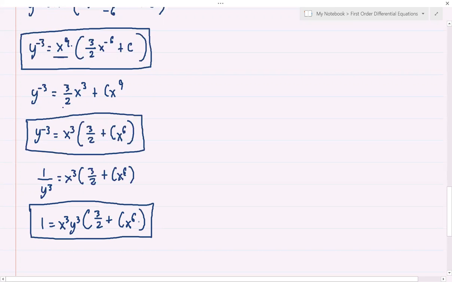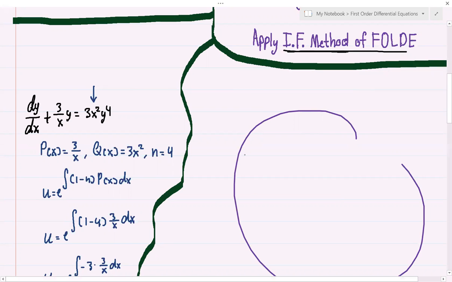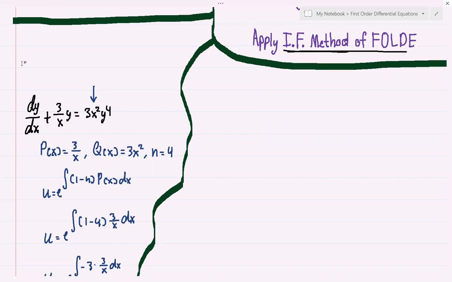So that's basically it, applying the first method, which is the integrating factor method of Bernoulli's equation. Now, let's go to the second method. I just draw a border here so that we can occupy the spaces here. Let's copy this one first for a moment.